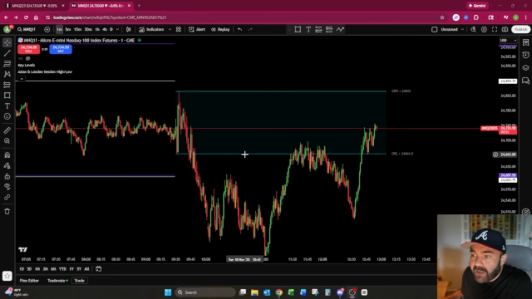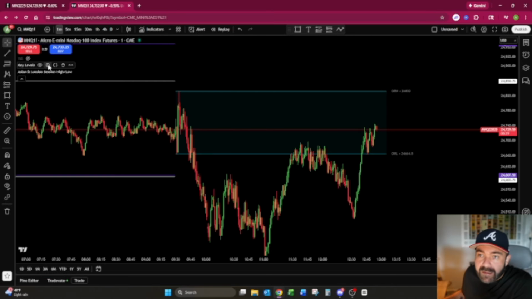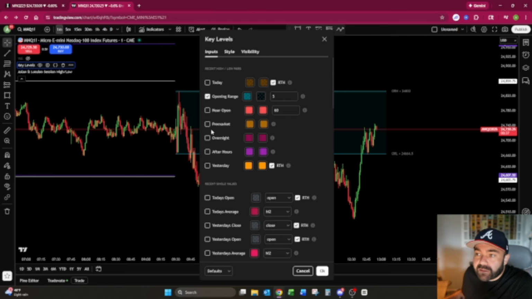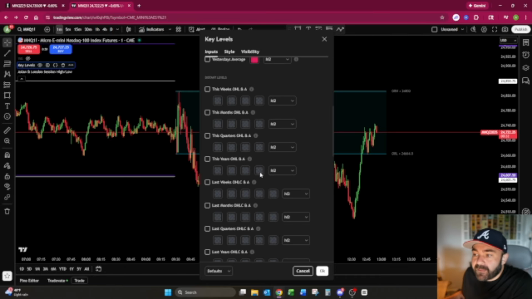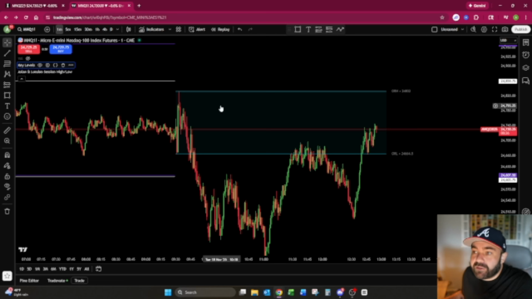Now, mine I have an indicator for, so I don't have to actually draw the rectangle. I'll show you real quick in case you don't have it. If you come into indicators and you search for this one right here, key levels by Liquid Trader, you add it to your chart. And then when you come in here, uncheck the boxes that are automatically checked and just click opening range and set the number to 5 and scroll down to the bottom and make sure that you are set for the New York session open and close. Then when you click OK, no matter what chart you're in, it will automatically populate it.